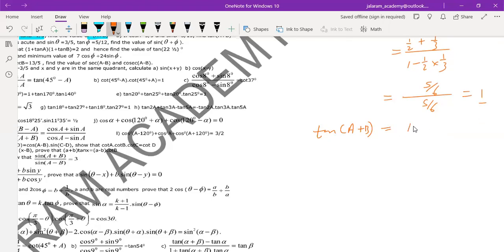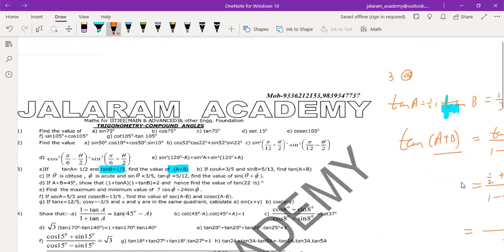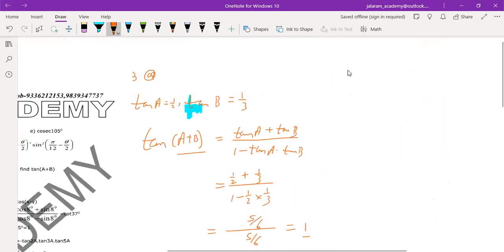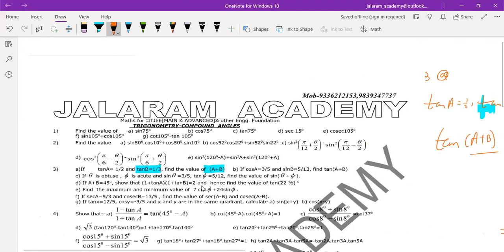So 1 in terms of tan: we know that tan 45 degrees is 1, but we write it in terms of radians, pi by 4. So the answer is A plus B equals pi by 4. So always leave the answer in radian form, not in degree form. Similarly, we can solve question number 3b also.